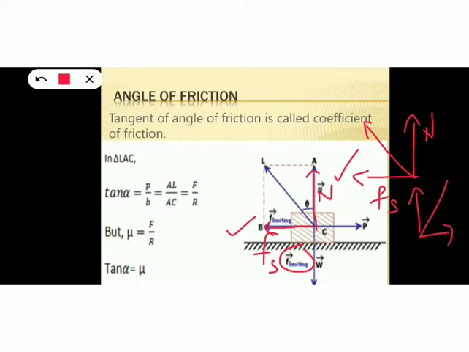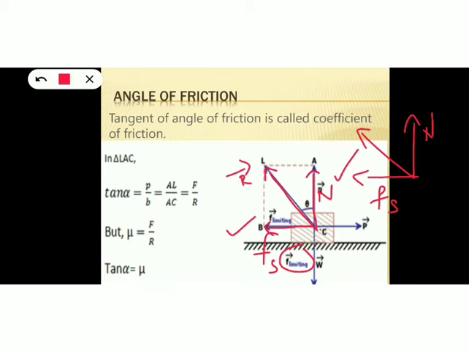If you want, you can consider it as a parallelogram. Draw a line parallel to normal reaction, another line parallel to Fs, and then it forms a parallelogram, and the diagonal of the parallelogram forms the resultant. Anyway, if you have two mutually perpendicular vectors like this, then the resultant vector will act along this direction. So this will be our resultant vector R.